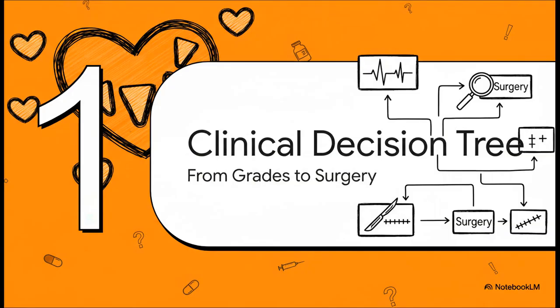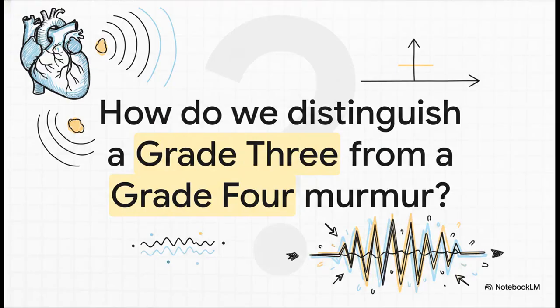Okay, Sarah, we've just blasted through the framework, but you and I both know the boards are all about the details, the nuance. They won't just ask you for a simple diagnosis. No, they're going to give you a whole clinical scenario and ask what is the next most appropriate step in management. So let's break down that clinical decision tree piece by piece. Let's start right there at the bedside with the physical exam. How do we, in a real-world scenario, tell the difference between a grade 3 and a grade 4 murmur?